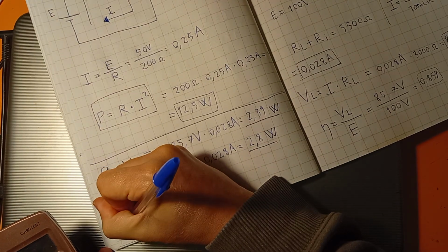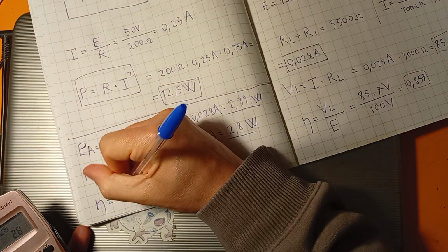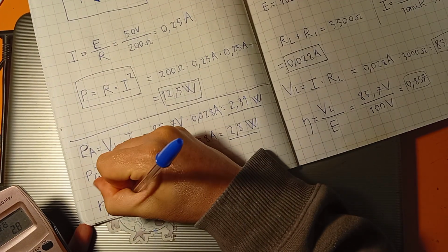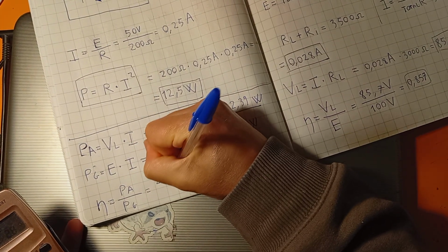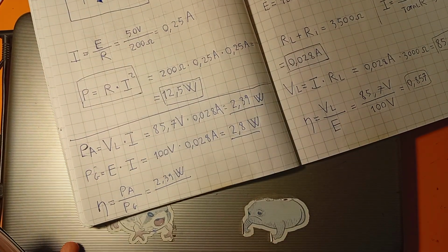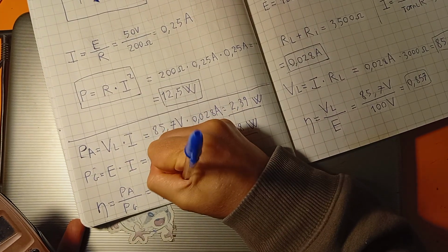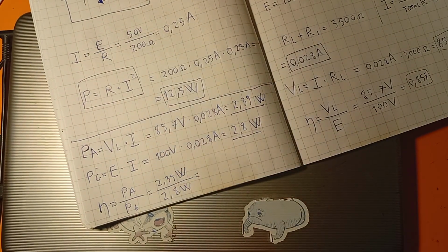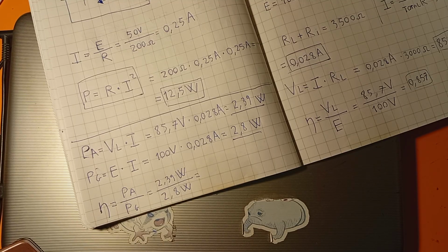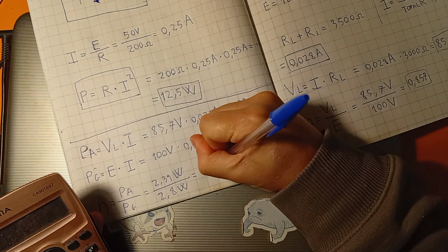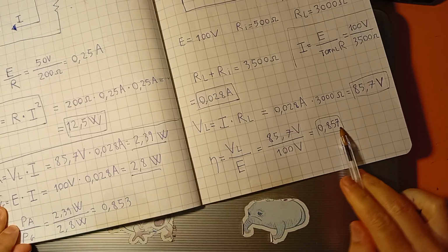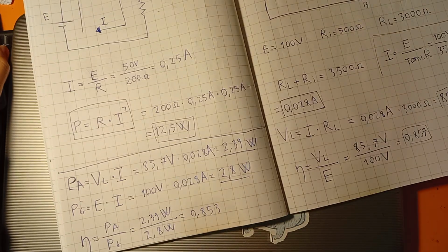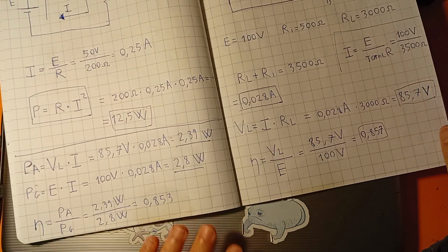So now we can calculate the efficiency by doing absorbed power divided by generated power. So 2.39 watt divided by 2.8 watt. Let's see how much the result is here. 0.853. Okay, a very small difference, as you can see, but when the difference is very small, it's not important.